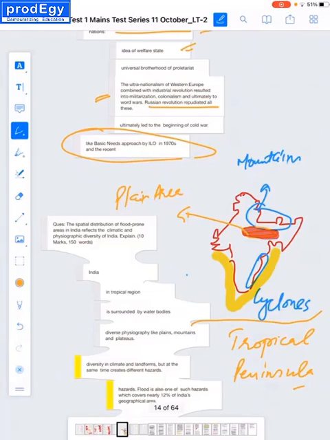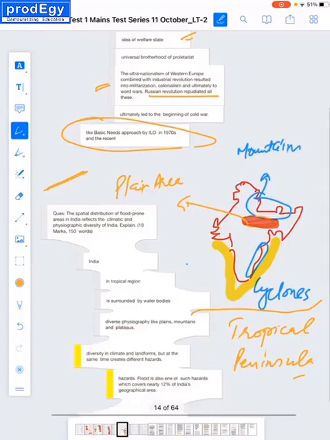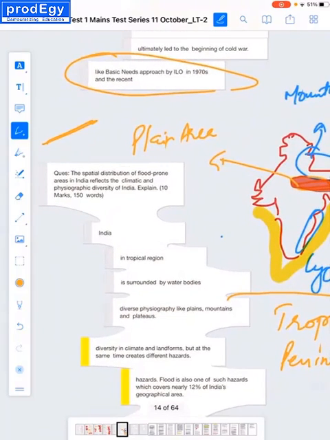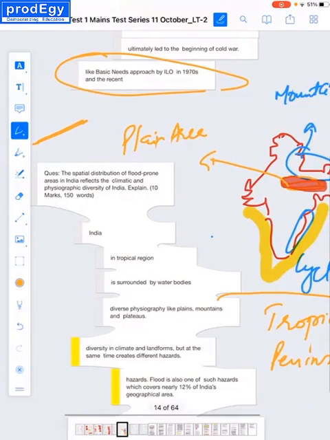With this, our world history questions have been discussed. Now we will be moving to geography questions. The first question of geography is: the spatial distribution of flood-prone areas in India reflects the climatic and physiographic diversity of India. It is saying that the flood-prone areas in India are located in different locations, and these different areas are affected by different climatic or physiographic factors.